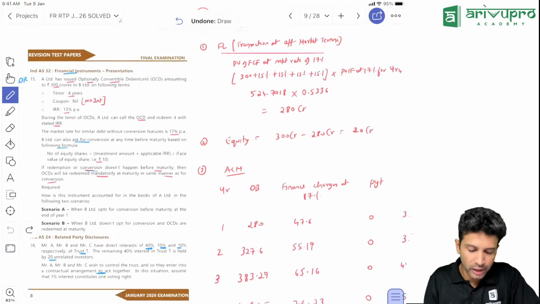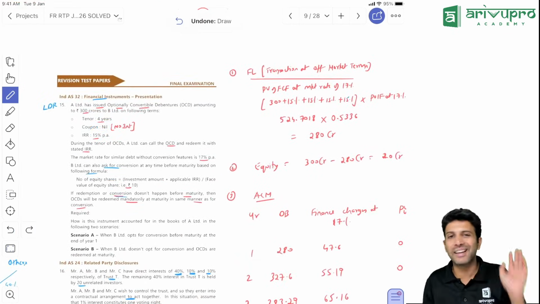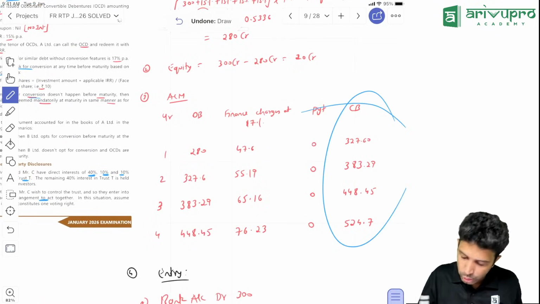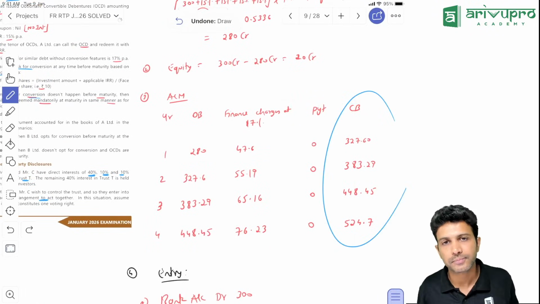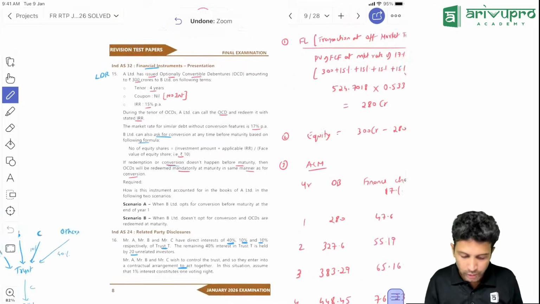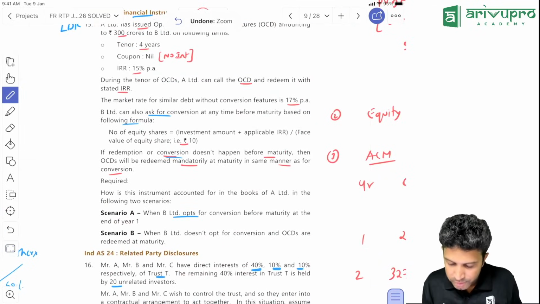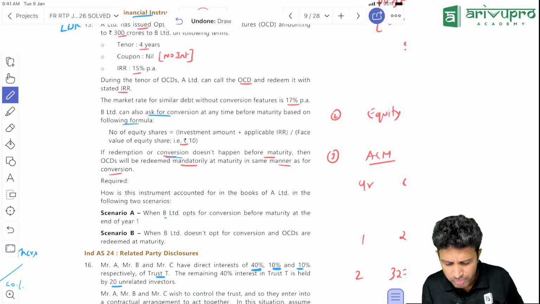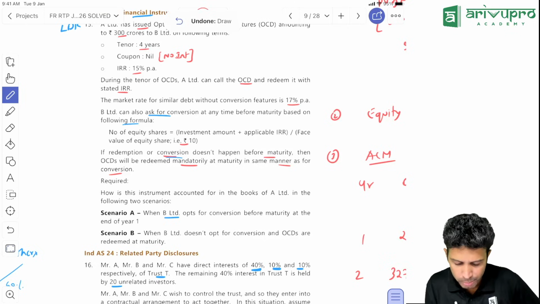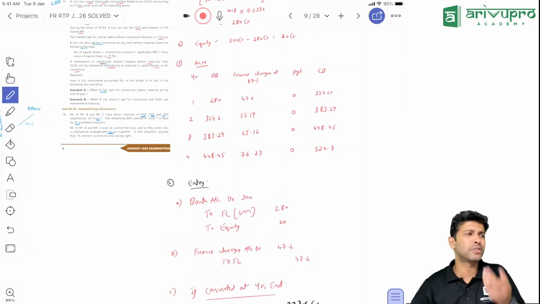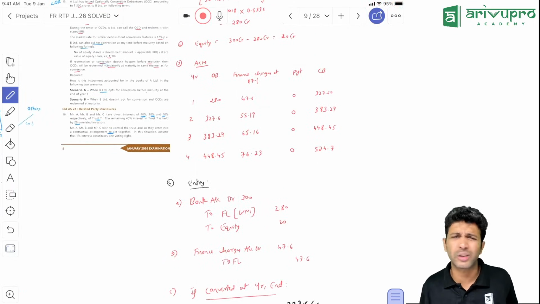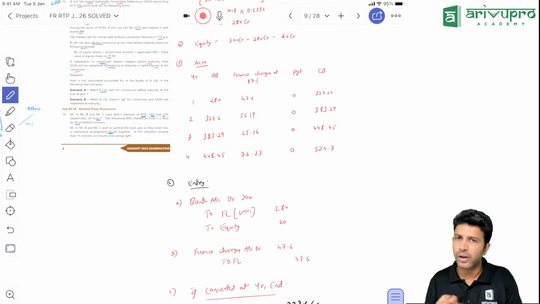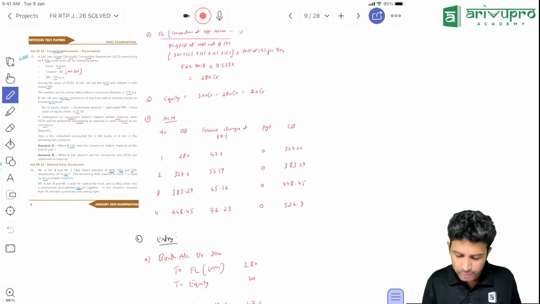Payment is 0 because the actual coupon rate is 0. You're not paying any interest. So this is the closing balance. Done. Now what is the case? B Limited opts for conversion before maturity. They are asking about 2 cases. When B Limited opts for conversion before maturity at the end of the 1st year, what will happen is what they're asking. We'll see 2 cases. If it gets converted, then what do you have to do?